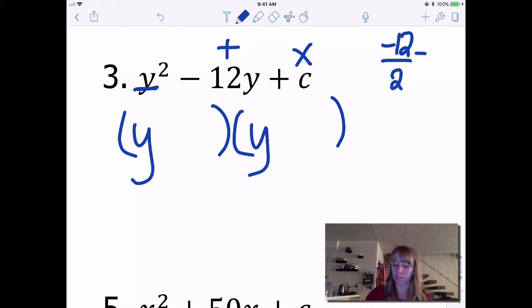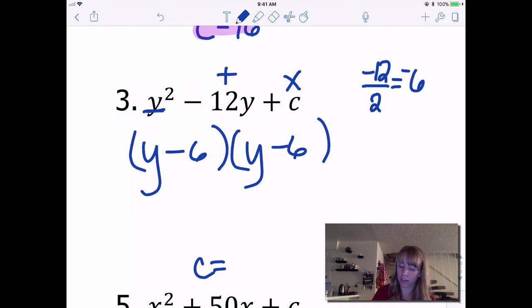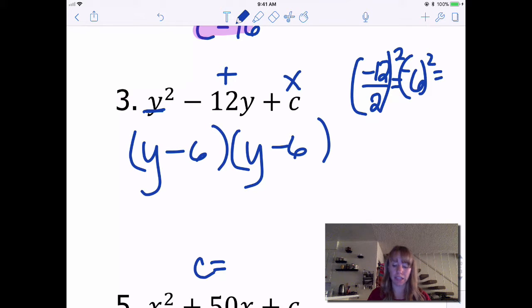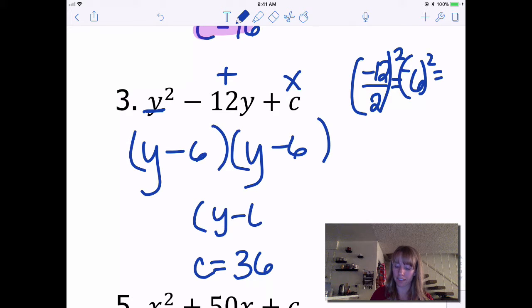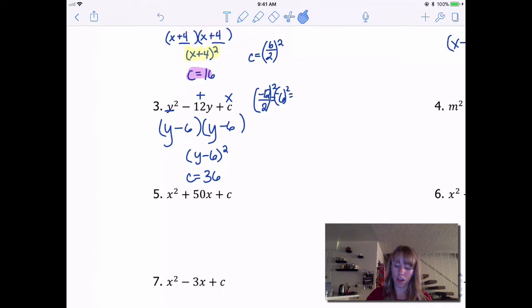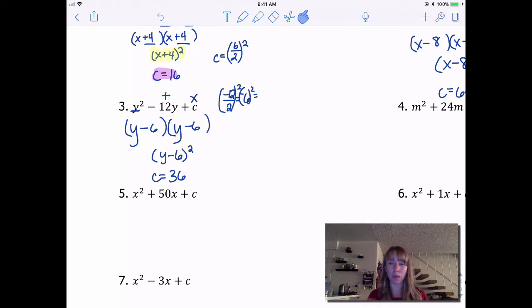I take negative 12, divide by 2, and get 6. Or negative 6 is really more accurate. And then to get C, I've got to know what does that number times itself equal. So negative 6 times negative 6 is a positive 36. So C is positive 36, and I can write this as y minus 6 times itself. So it's not too bad when we've got even numbers in the middle and we can easily break it up.